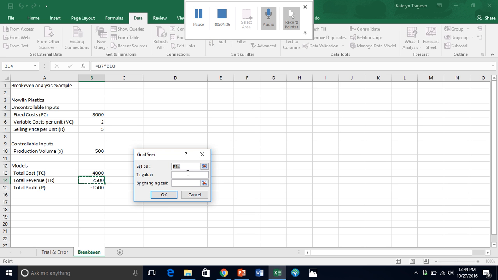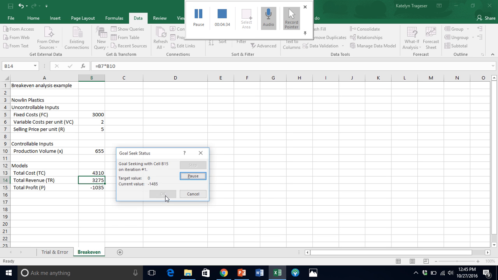From there, a dialog box pops up and it says Set Value. Well, we want to set our total profit value equal to 0. So we click on that, total profit to value of, we just said 0. By changing cell, what cell can we change? We change our production volume cell. By changing B10. Click on OK for that to run.